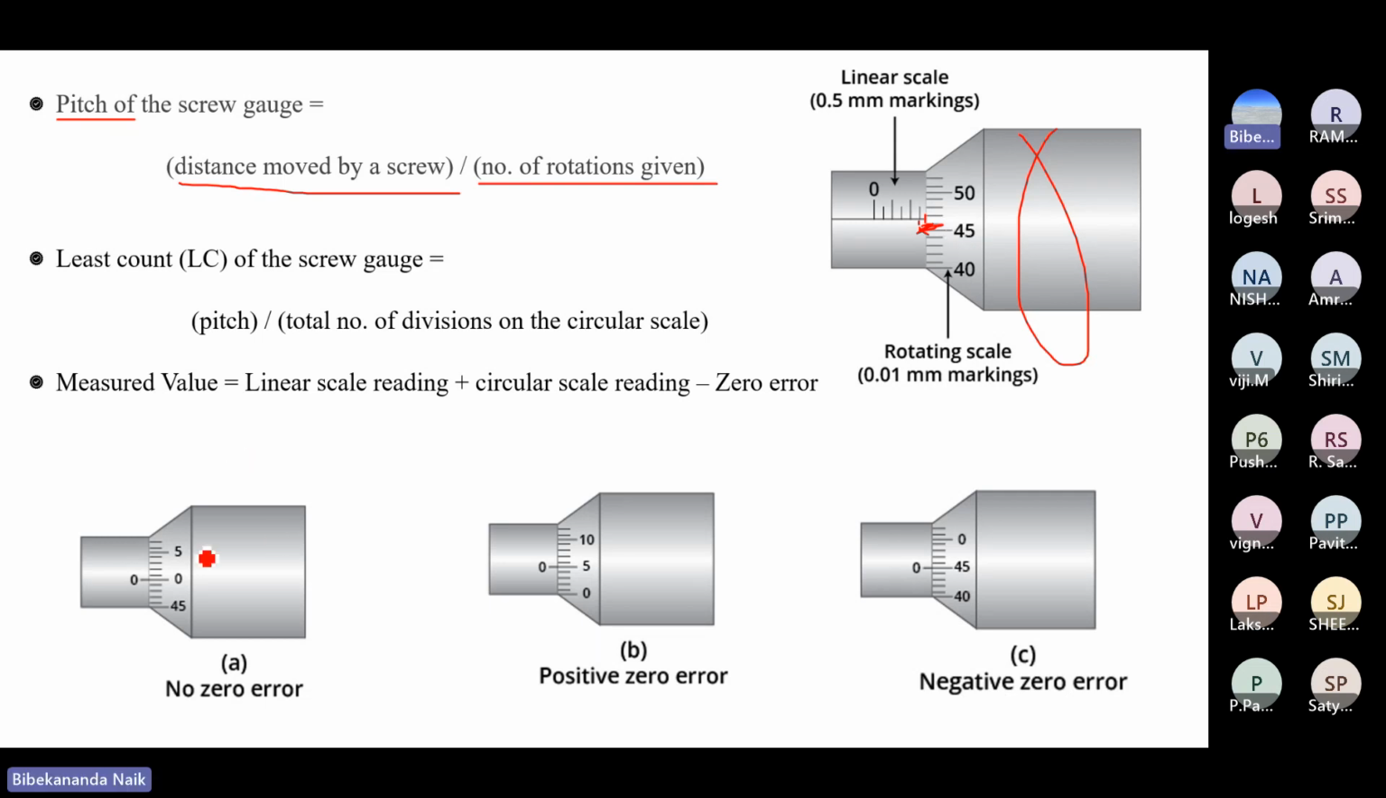Similarly to the slide caliper, there are zero errors in the screw gauge as well. In the first case, you can see this is the main scale or linear scale, and this is the circular scale. When the zero of the linear scale and the zero of the circular scale coincide with each other, it is called no zero error. If the zero lies above the circular scale zero, then it is a positive zero error. And when it is lying below the zero value of the circular scale, it is a negative zero error. So these are the three types of errors.